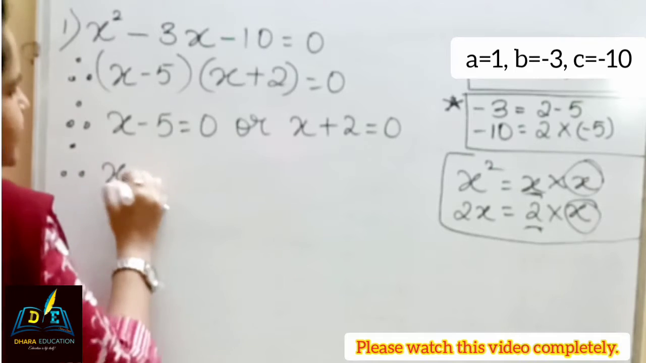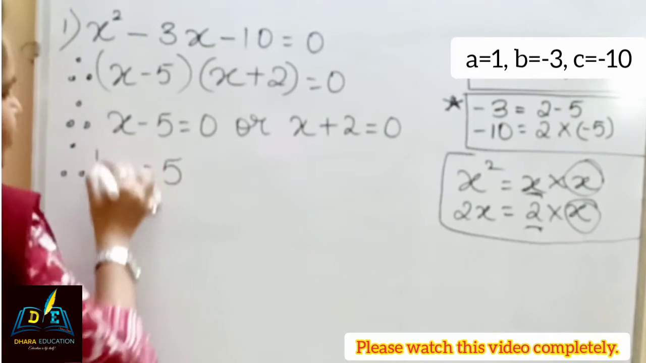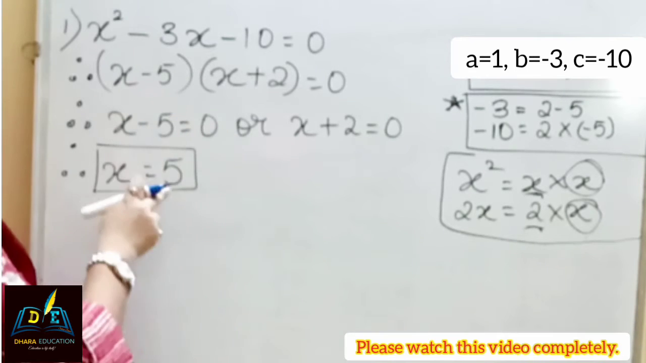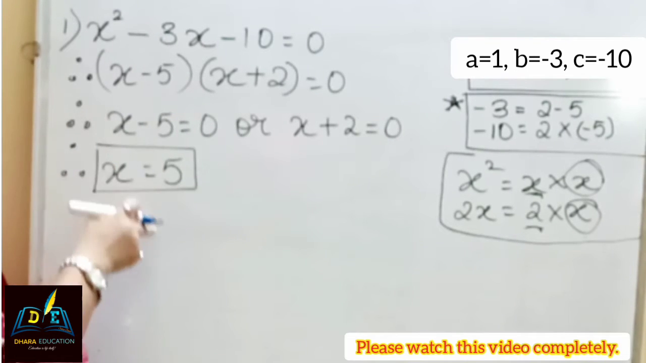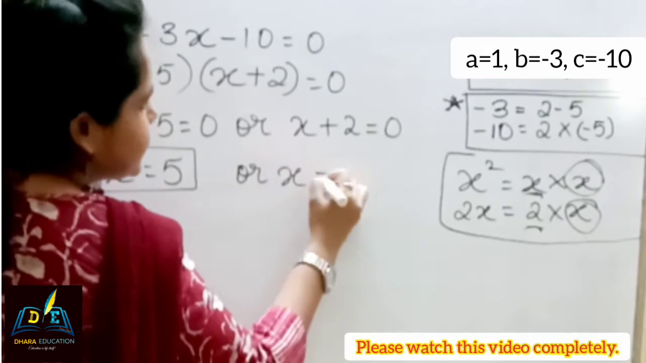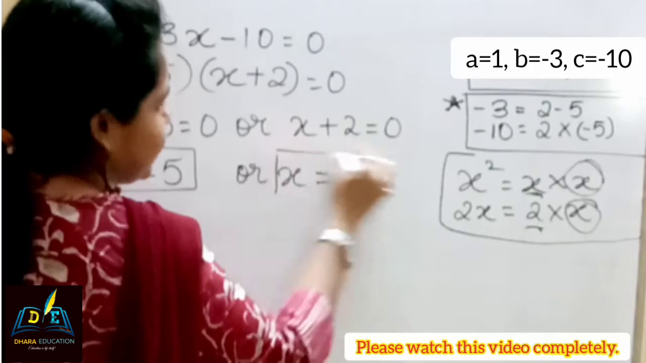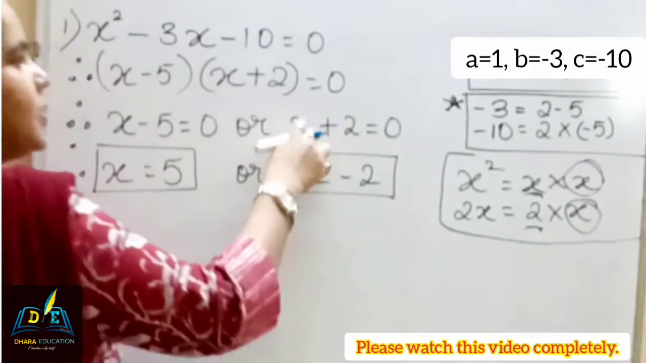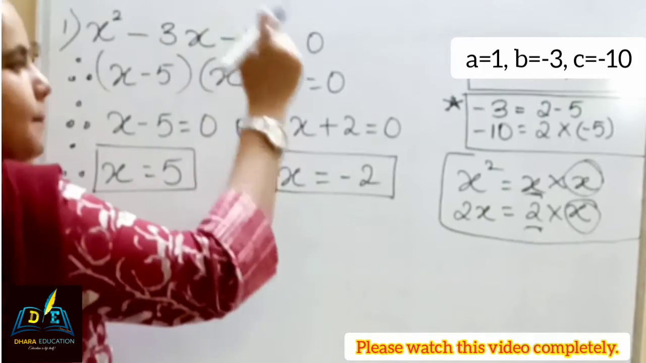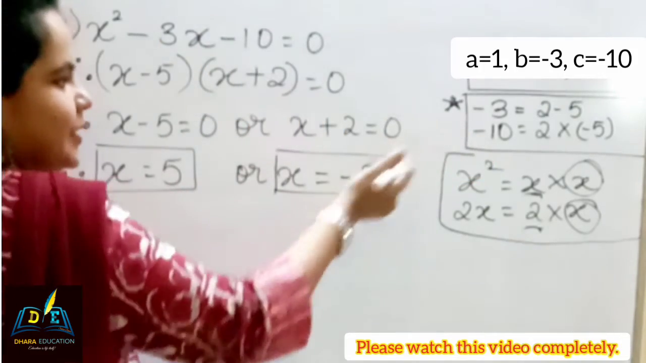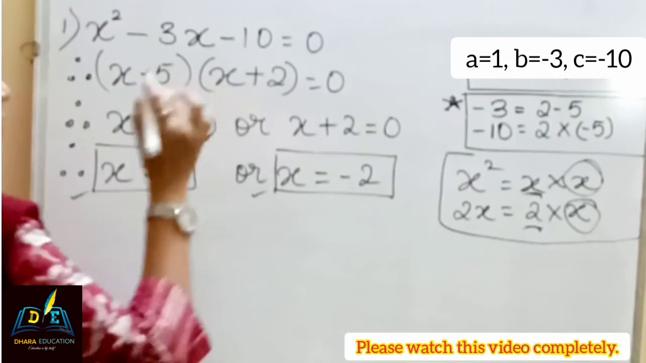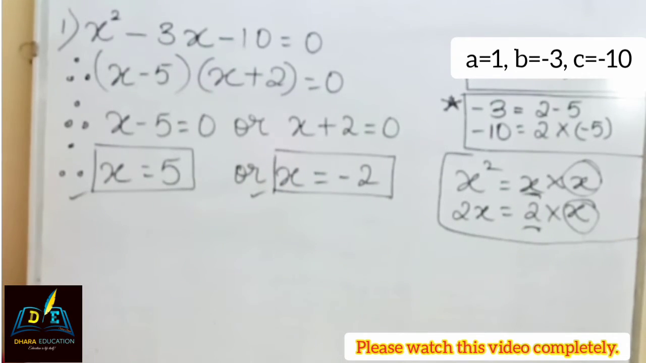Therefore, x is equal to 5, by sending this minus 5 to the right hand side, we will get positive 5 instead of negative 5. Or x is equal to minus 2. Why minus 2? Because on the left hand side it is positive 2. So when we send positive 2 to the right hand side, it will act as a negative. Okay, so this is the final answer. I hope you are getting things very clear.